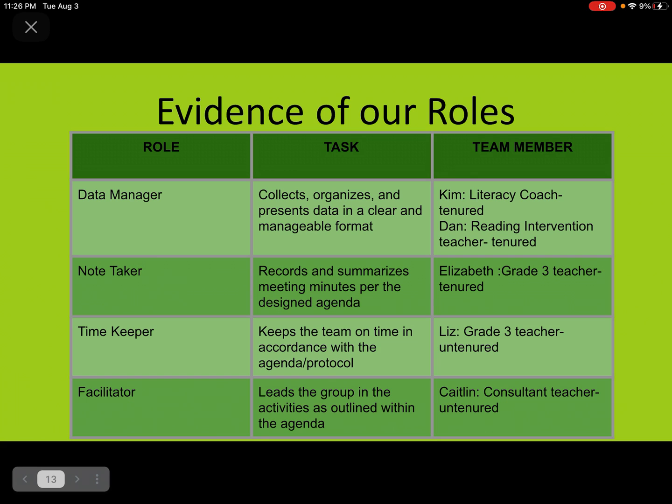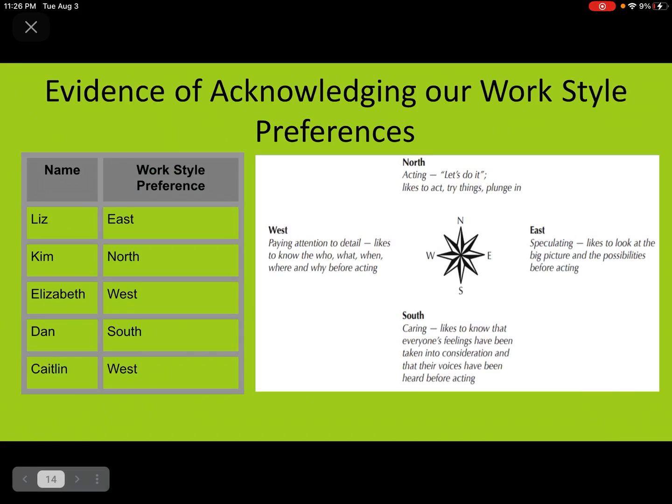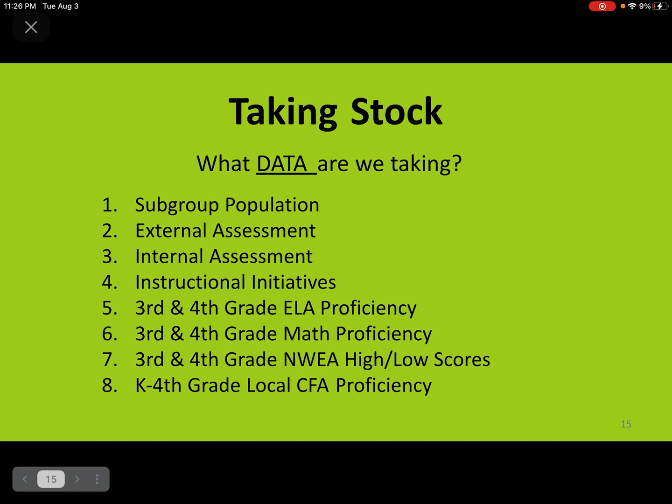Here's evidence of our meeting agenda, evidence of the roles within our group, evidence of acknowledging our work style preferences utilizing the Compass protocol.